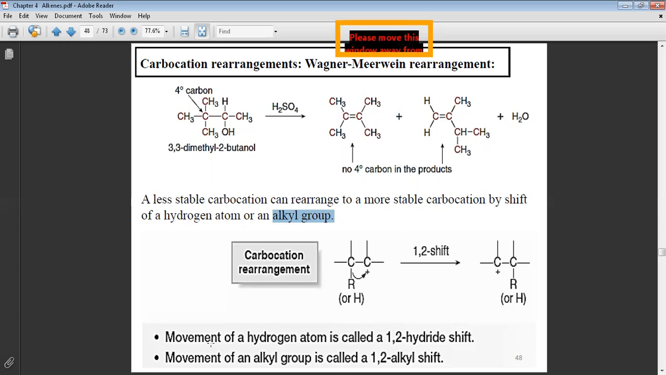He said movement of the hydrogen atom is called a 1-2 hydride shift. If we move the hydrogen atom, it is a 1-2 hydride shift. If we move an alkyl group, it is a 1-2 alkyl shift. 1-2 hydrogen shift, 1-2 alkyl shift.